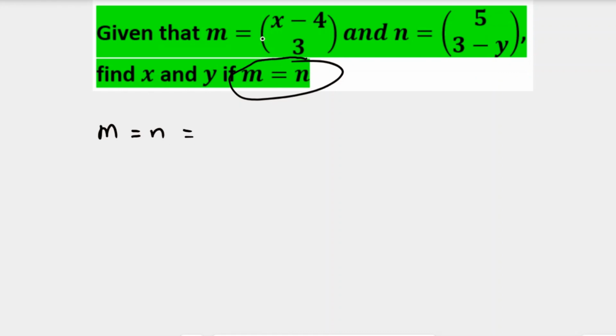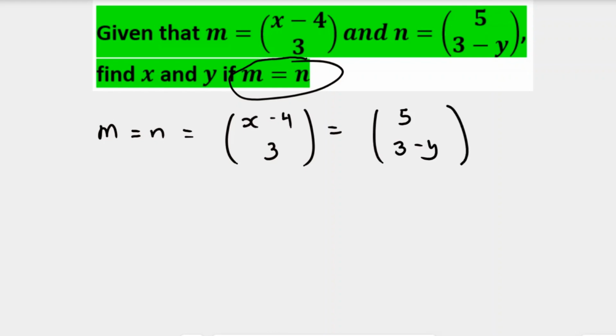The vector M has component x minus 4, 3. It is equal to the vector N, which also has component 5, 3 minus y. So that is our equation. Now, when vectors are equal, then their corresponding components are also equal.